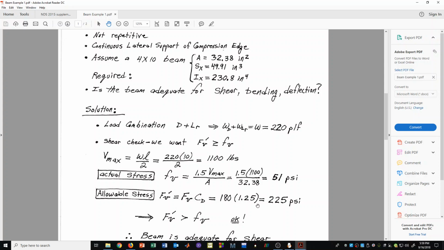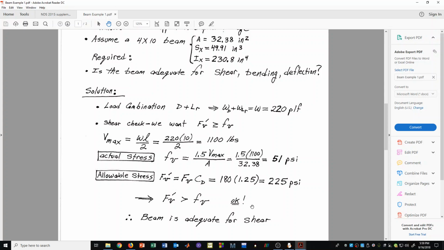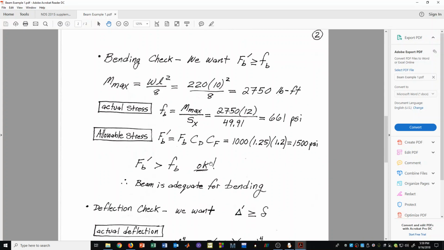So 180 times 1.25 is 225 psi. Clearly, that number, the allowable shear stress, is greater than 51 psi, and hence we can say that FV prime is greater than FV. That means the beam for shear is adequate. We can now move on to bending stress.